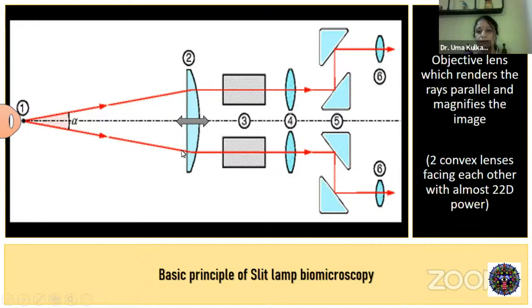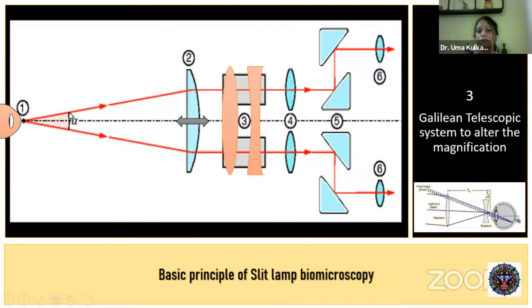And the effective power of this lens is around 22 diopters. This offers a good magnification. At the same time, it allows the rays of light to come out as parallel beam of light. Now, this is a very important component of the slit lamp. The next important component of the slit lamp is the telescope system, which offers additional magnification.